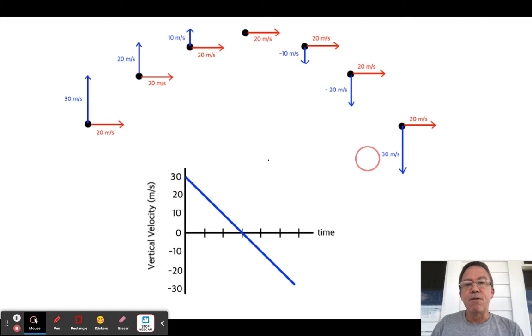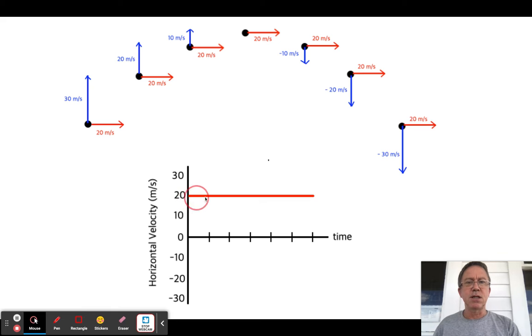So if I was going to do a vertical velocity versus time graph, I have to remember that it starts off with a large positive 30 meters per second initial velocity, and that over time that will decrease at the rate g, negative 10 meters per second squared. So it would look something like this. We've seen this many times. But what about the horizontal velocity? Well, the horizontal velocity should look like this. It's constant. It never changes. It was 20 the whole time until it hit the ground.